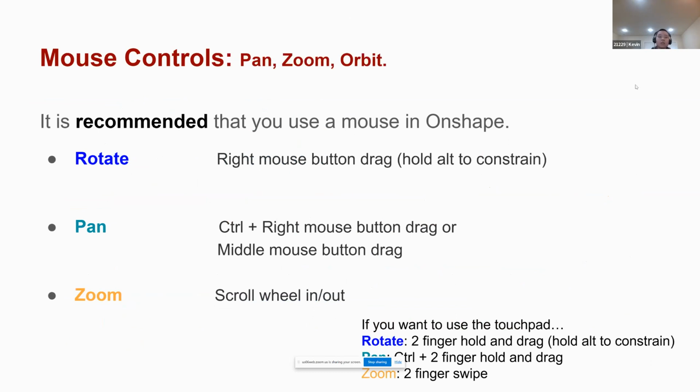When you're in a document in Onshape, to rotate your view, you can click your right mouse button and drag it around to rotate. To pan in Onshape, you can press the Control key, then drag your right mouse button to move around. Or you could just press your middle mouse button and drag it. Finally, to zoom in and out, you can scroll your mouse wheel in and out.